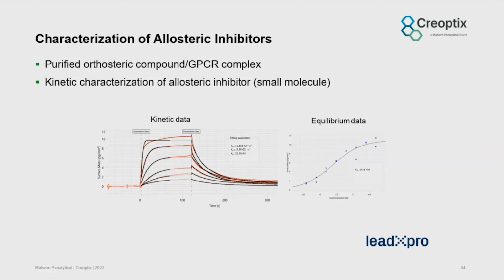With other technologies, they would recommend doing an equilibrium analysis. However, in our case, we can resolve the full kinetics. The assay details here: this is a class A GPCR, detergent DDM purified. We have an orthosteric compound GPCR complex, immobilized on our nickel NTA surface. The orthosteric compound is in saturation, so it's in the running buffer. And we can see that both allosteric compounds are able to bind with similar affinities on the GPCR orthosteric ligand complex.